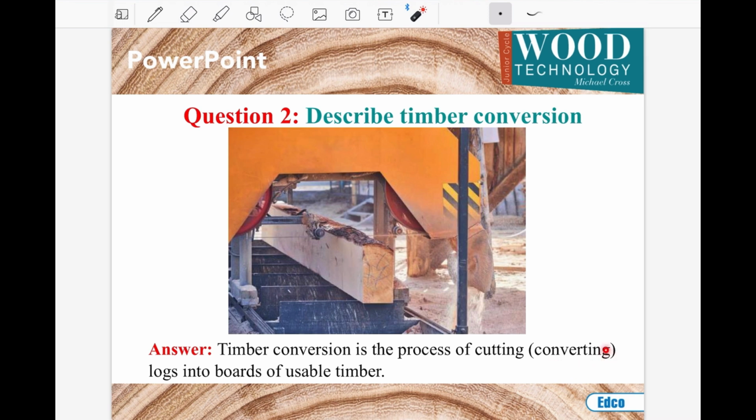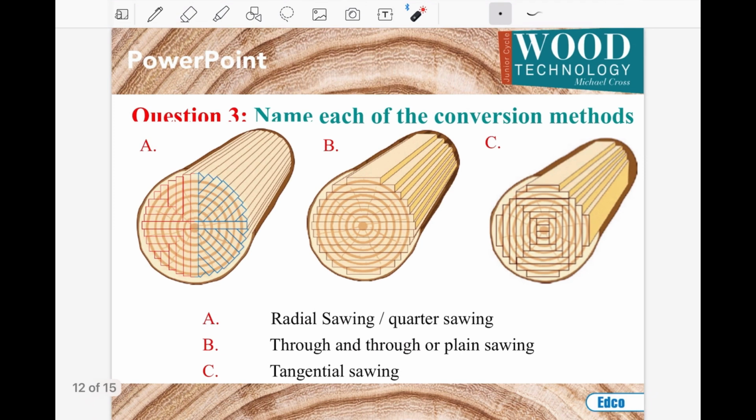That sentence, that phrase literally needs to be learned off. And what's happening there in the picture is conversion. Horizontal bandsaw, that line there that you see going across is the actual blade of the bandsaw. Commonly comes up in questions as well.